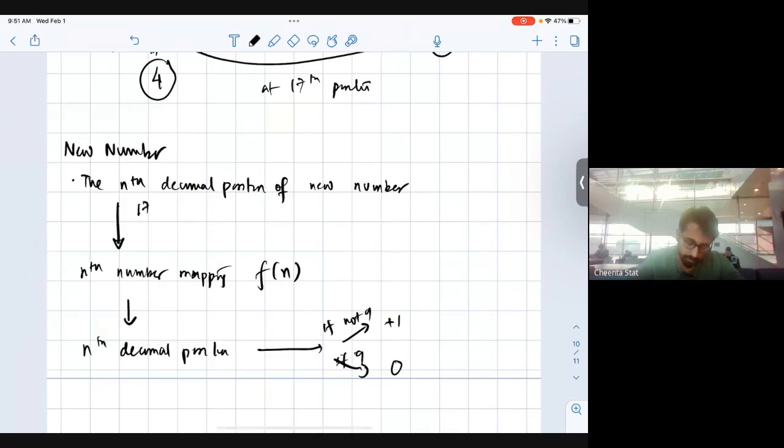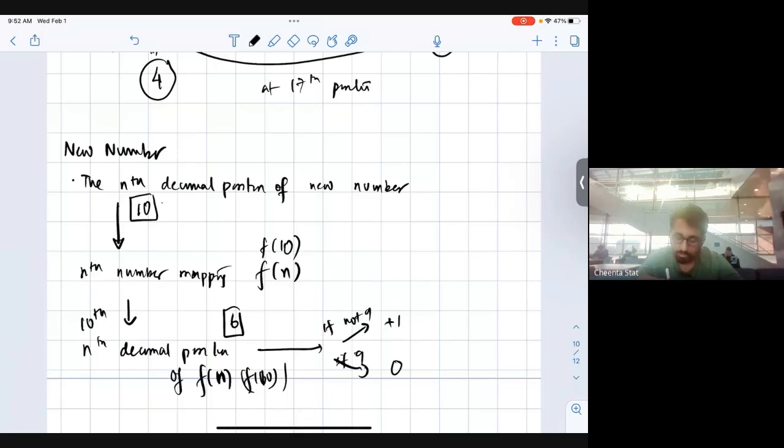Let's take an example, the 10th decimal position. The 10th decimal position of the new number is defined by seeing what f of 10 is, a real number between 0 and 1. At the 10th decimal position of f of 10, let's say we get 6. So the 10th decimal position of this new number is defined as 7. Do you understand, Prashant? So we keep on doing like this.